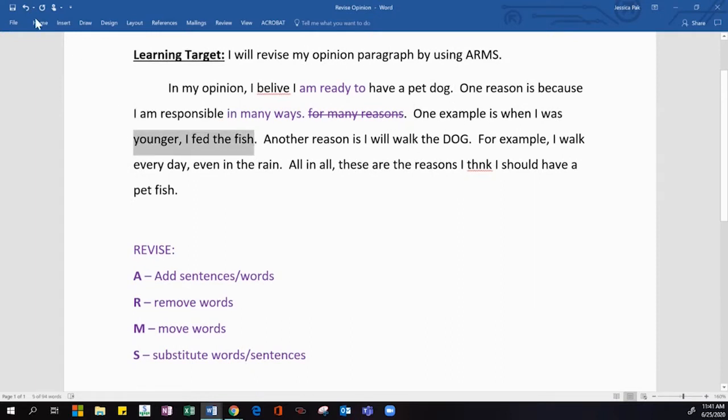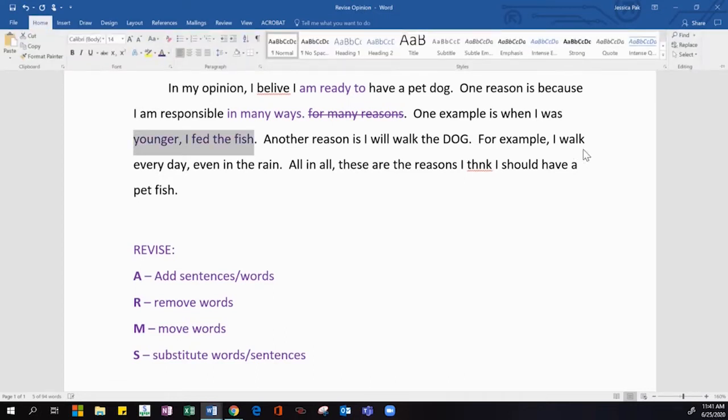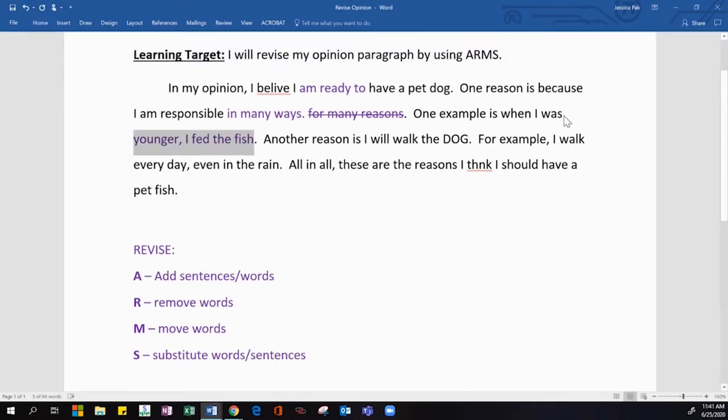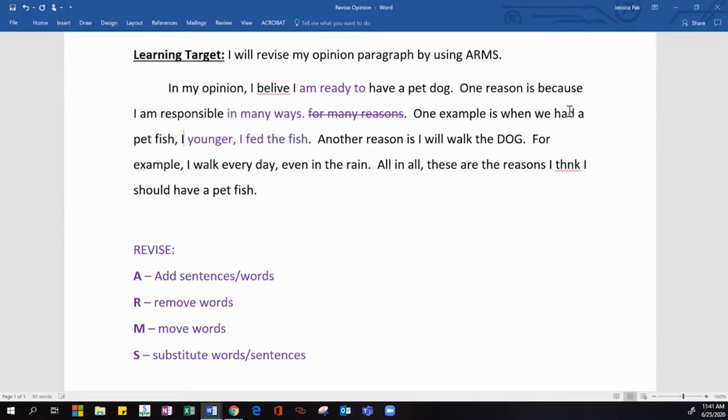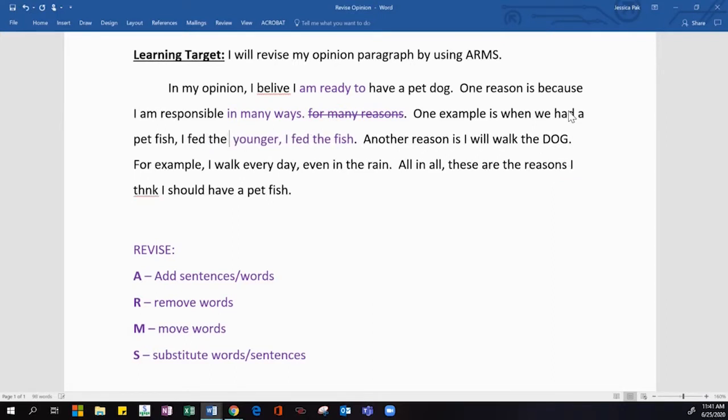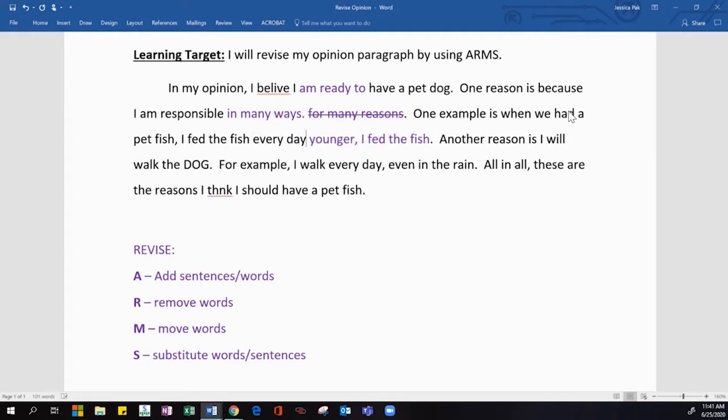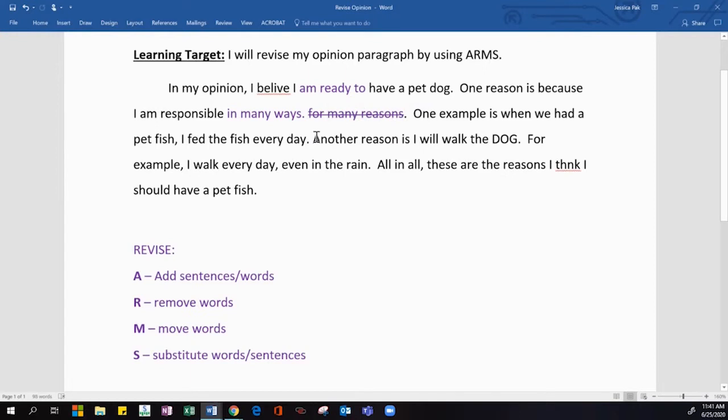or move this around a little bit, change the color, is when we had a pet fish, I fed the fish every day. So I'm going to go ahead and delete that and then make that purple so you know that this is what I have revised and changing it. We had a pet fish. I fed the fish every day.